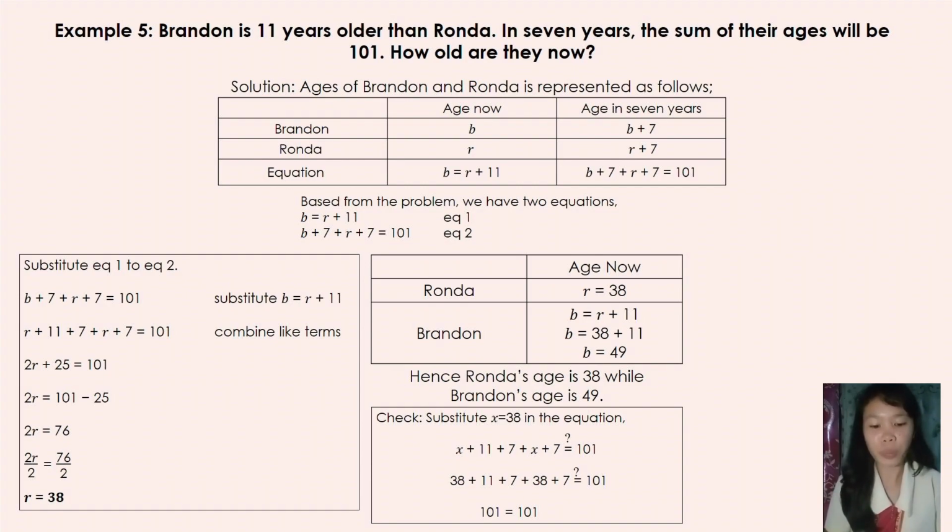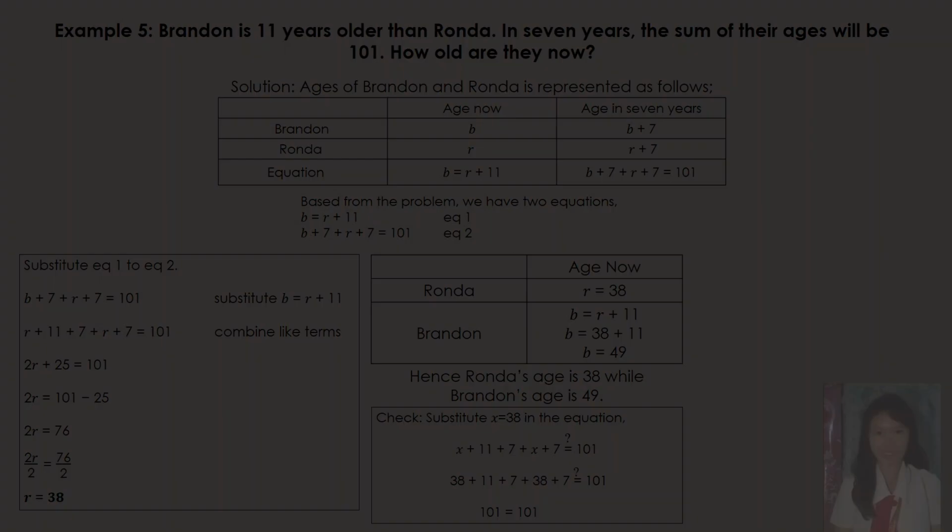So in order to know Brandon's age in 7 years, we will substitute 49 to B plus 7. So it will be 49 plus 7 equals 56. Therefore, Brandon's age in 7 years is 56 years old. And in order to know Rhonda's age in 7 years, we will substitute 38 to R plus 7. So it will be 38 plus 7 equals 45 years old. And if we add Brandon and Rhonda's ages in 7 years, it has the sum of 101. That is how to solve age-related problems. I hope you learned something.